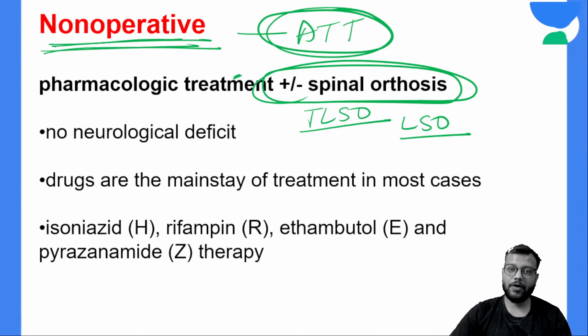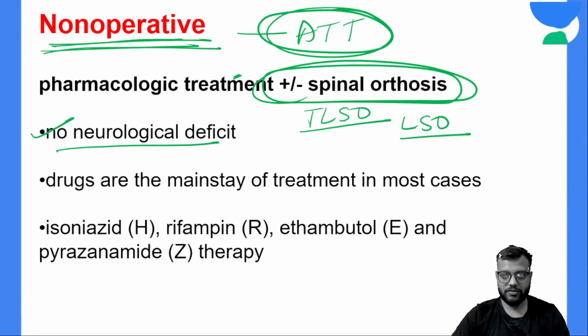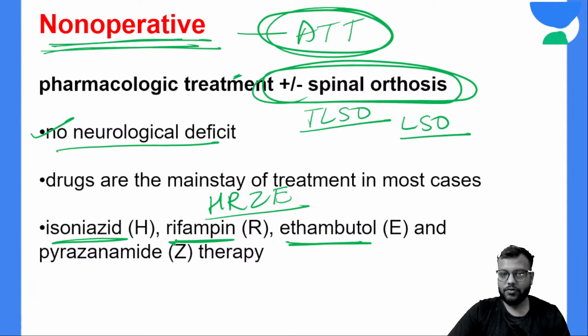Okay, so non-operative treatment के लिए, only non-operative treatment if there is no neurological deficits, and the drugs are the HRZE, as you all know. H for the isoniazid, R for the rifampicin, Z for the pyrazinamide, E for the ethambutol, and S for the streptomycin.